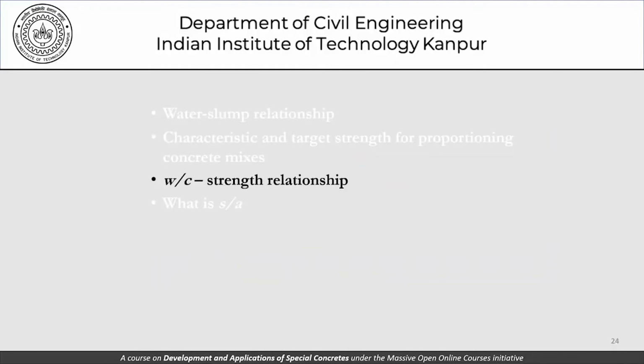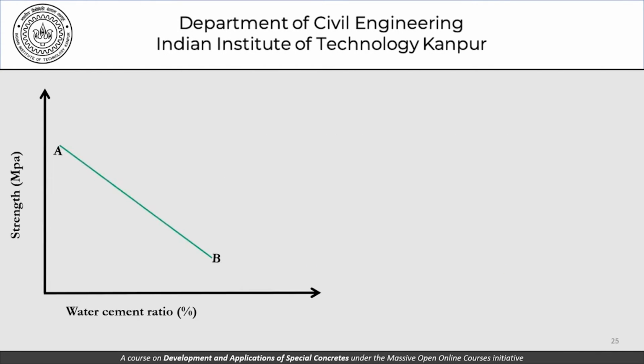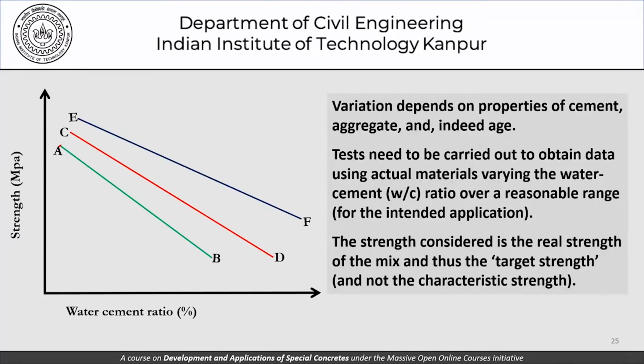Now let's come to this concept of water cement ratio versus strength relationship. Much as we talked about in the case of the unit water content versus slump relationship, we know that as the water cement ratio increases, the strength decreases. But whether the change follows the line AB as shown here, or it is something like CD or EF, would depend on the conditions which are listed here. The variations could depend on the properties of cement, aggregate, and indeed age.